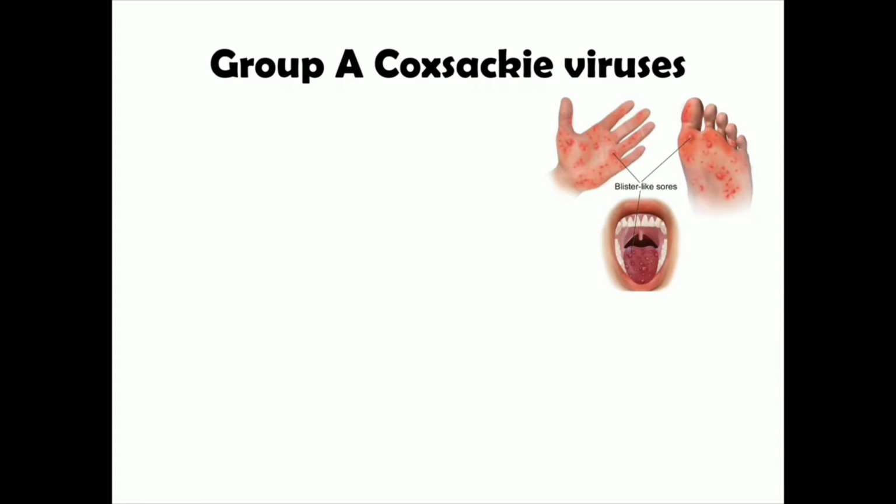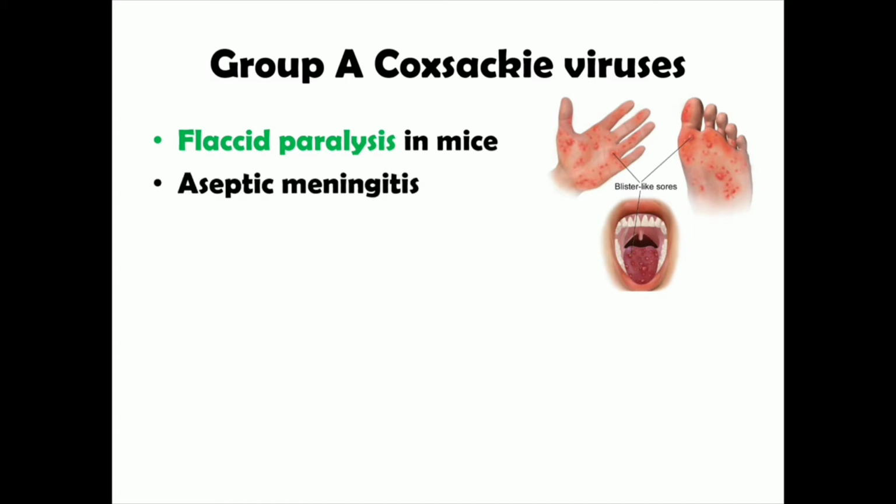Now let's talk about Group A coxsackieviruses first. When injected intracerebrally into the mice, they produce flaccid paralysis in the mice. In humans, a few serotypes of Group A coxsackieviruses can cause aseptic meningitis. They can also cause herpangina, in which there will be vesicle-like blisters in the oral cavity and pharynx.